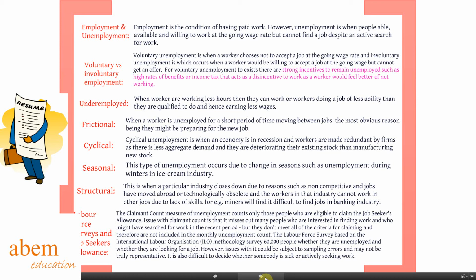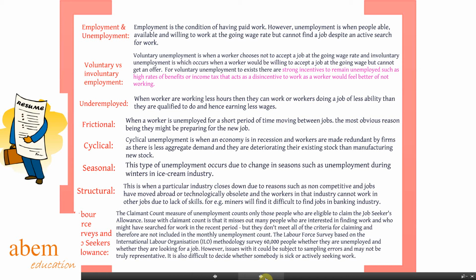There is underemployment, or being underemployed. This applies to workers who are working fewer hours than they can work, or workers doing a job of less ability than they are qualified to do, and hence earning less wages. And four more ways of defining unemployment are frictional, cyclical, seasonal, and structural.